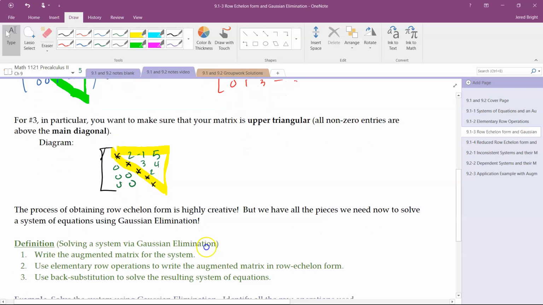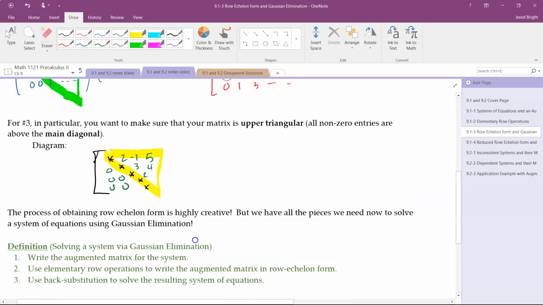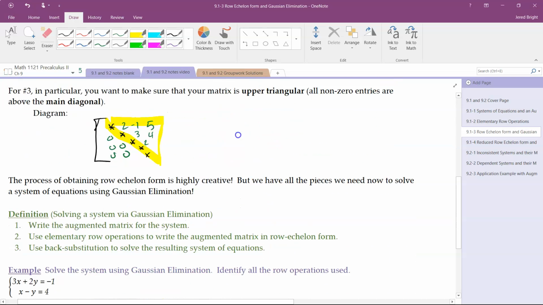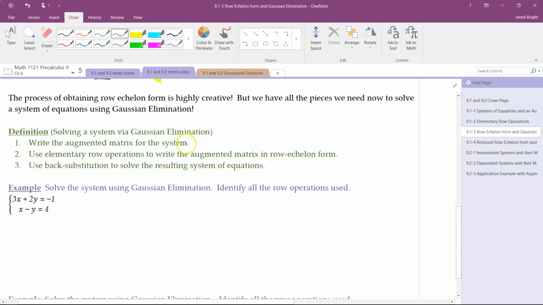Now, how do these fit together? We're going to take the augmented matrices that we've been studying and use elementary row operations on them to obtain a matrix that is in row echelon form. Once we have it in row echelon form, we're going to use back substitution to solve the system. Now this is a highly creative process. People can get to the same answer in a variety of different ways.